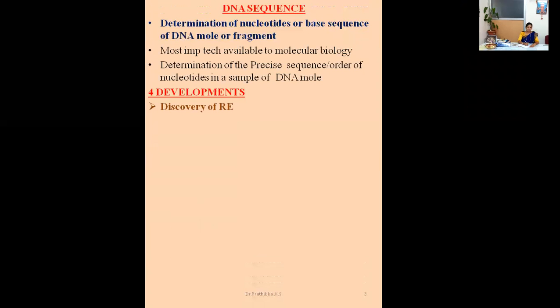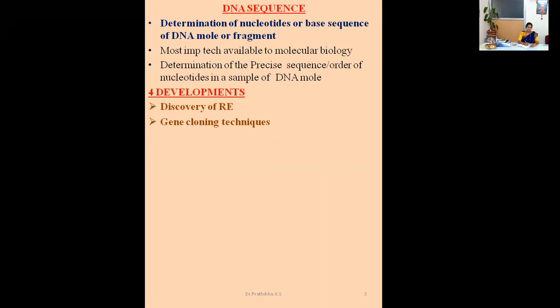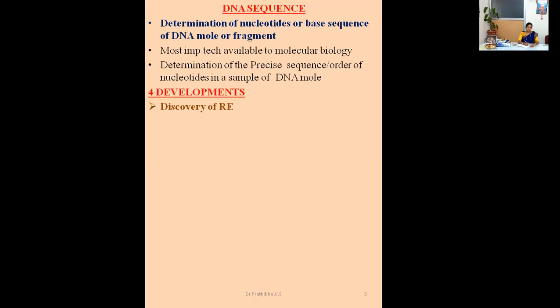Our present ability to sequence essentially any DNA molecule is the result of four major developments. They are the discovery of restriction enzymes, gene cloning techniques, gel electrophoresis methodology, and two different approaches of rapid sequencing of DNA molecules. The most important was the discovery of restriction enzymes and their use in preparing homologous samples of specific segments of DNA molecule. Without restriction enzymes, we cannot think about any genetic engineering or biotechnology experiment. We use this major tool to cleave the DNA molecule, making larger DNA fragments into smaller DNA fragments.